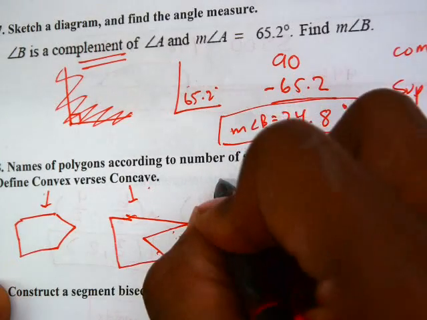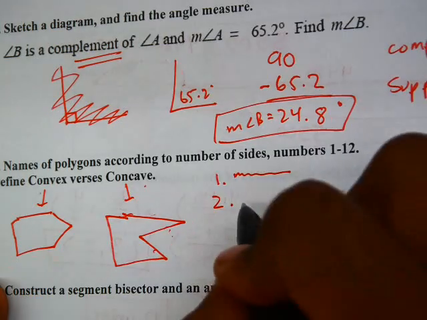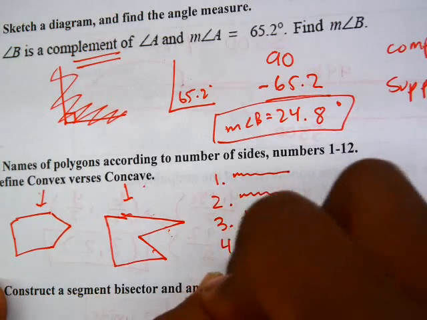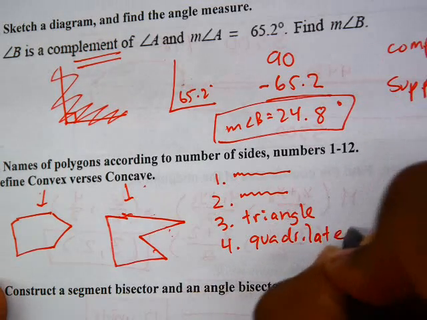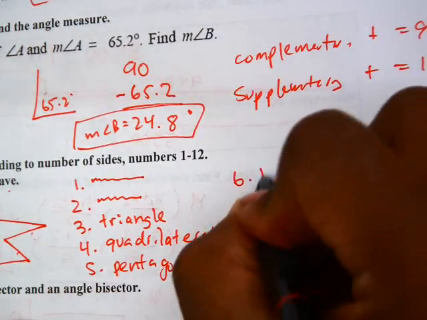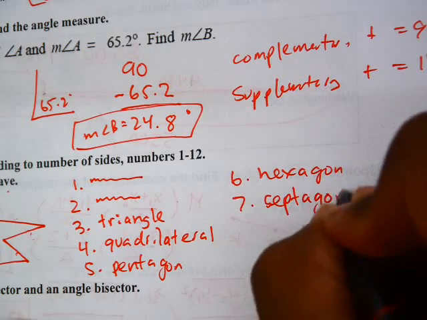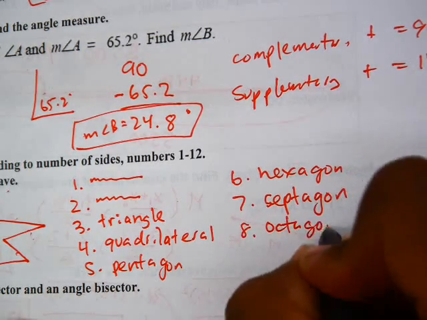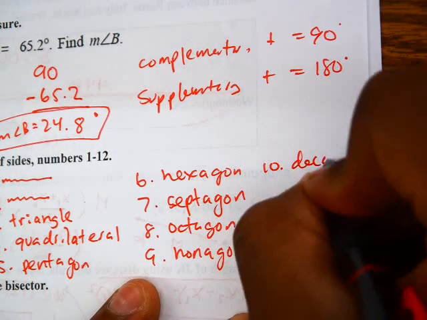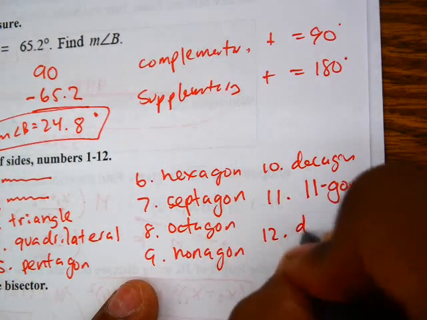The names of the polygons from 1 to 12. 1, there's no such thing as a one-sided polygon. 2, there's no such thing as a two-sided polygon. 3 is a triangle. 4 is a quadrilateral. 5 is a pentagon. 6 is a hexagon. 7 is a septagon or heptagon, I think your book uses. 8 is octagon. 9 is a nonagon. 10 is a decagon. 11 is actually unnamed, it's an 11-gon. And 12 is a dodecagon.